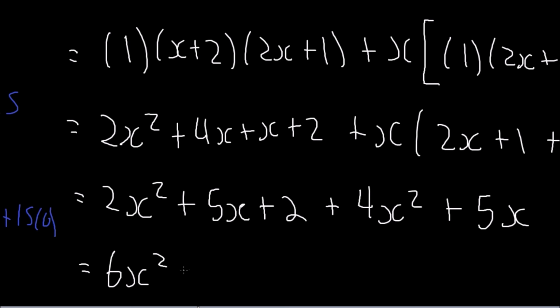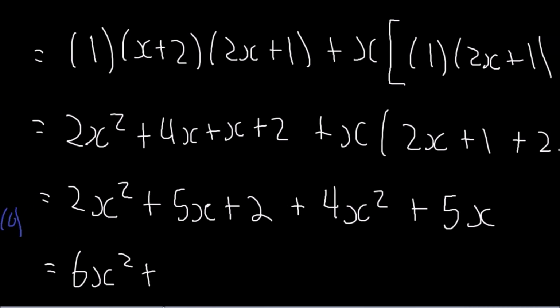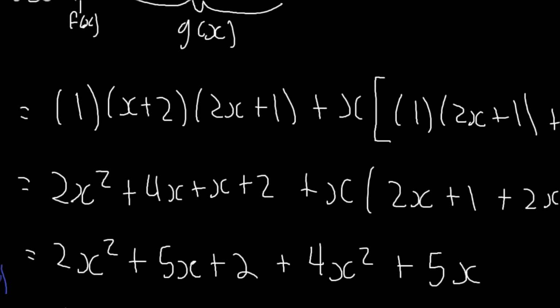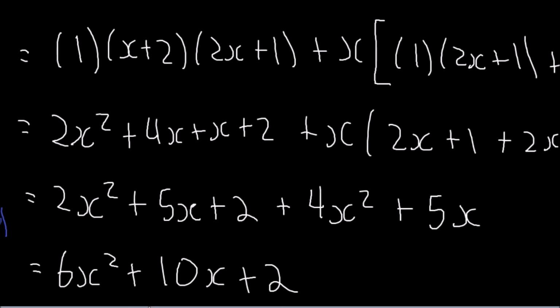Let's just expand and then simplify our results, and this leads us to our final derivative of 6x squared plus 10x plus 2. In general, the derivative of a bunch of products is just the sum of the terms, where one of them is the derivative version.